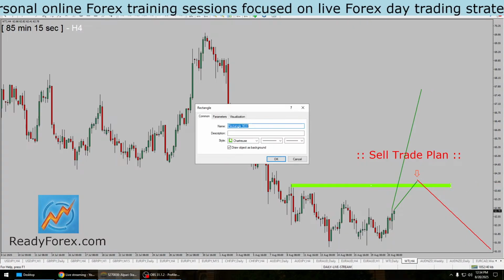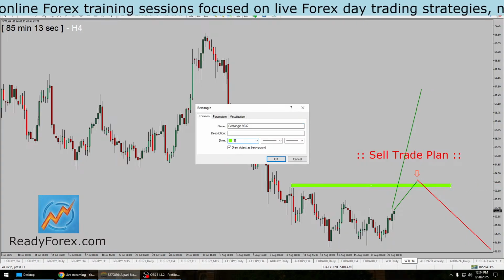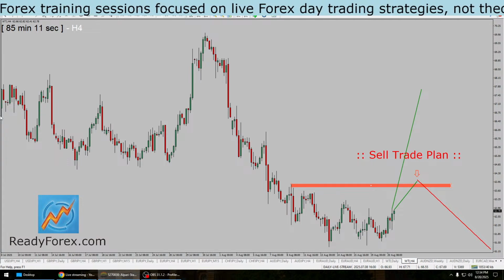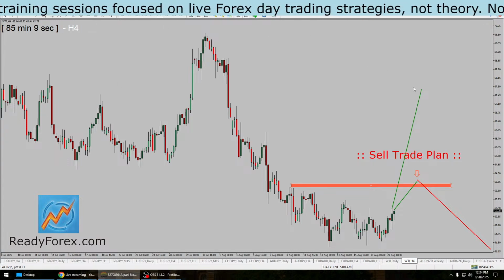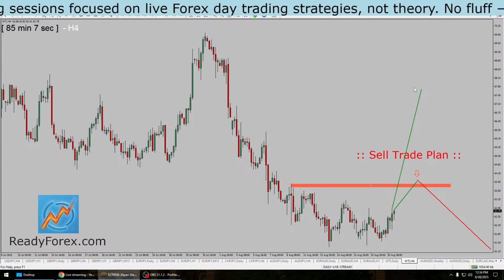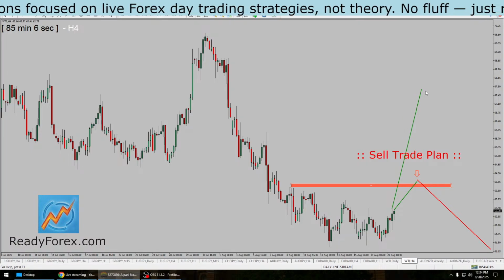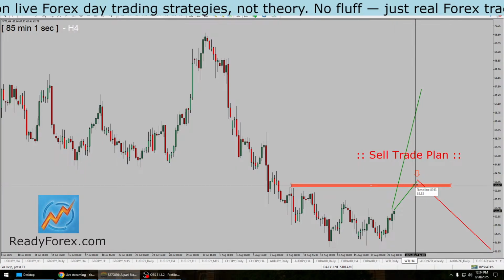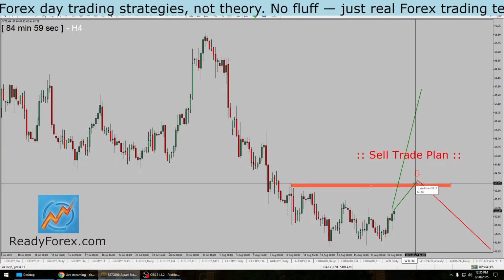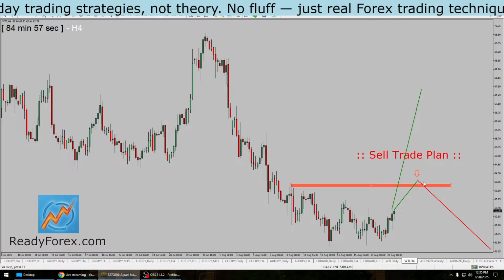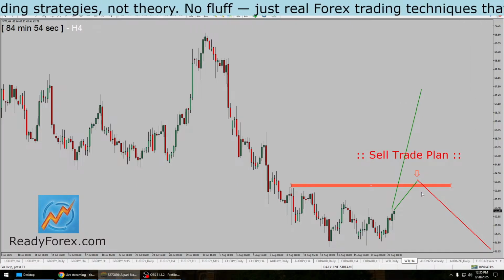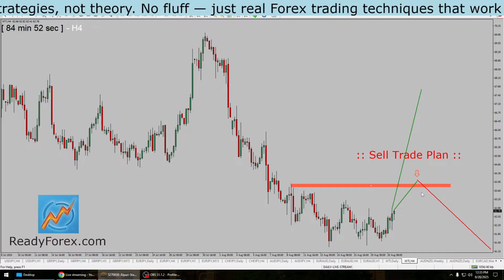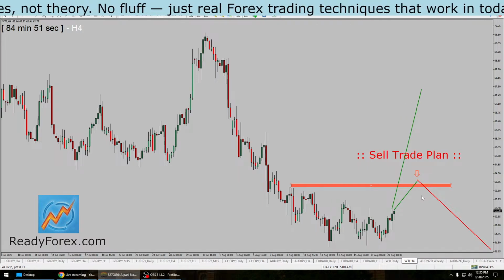Let me change the color to tomato. So if market is just going to fire up like this, then obviously no need to sell. You need to wait for the market to test this old swing high over here, and once you do see a reaction to the downside, then look for a potential sell trade. Otherwise wait outside, let it go. No need to jump into the market.